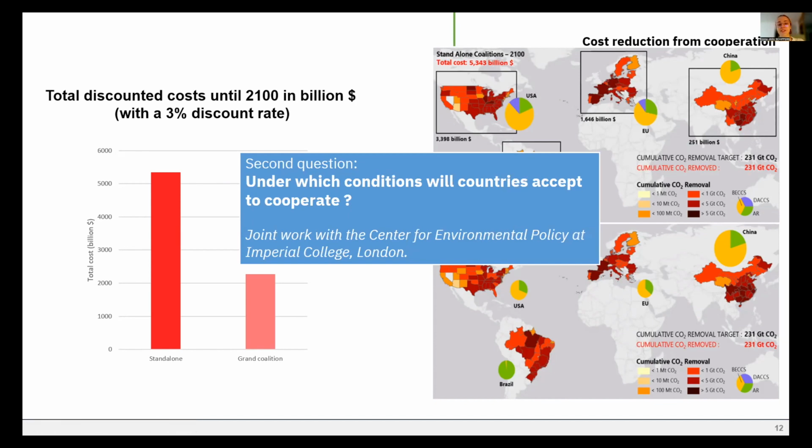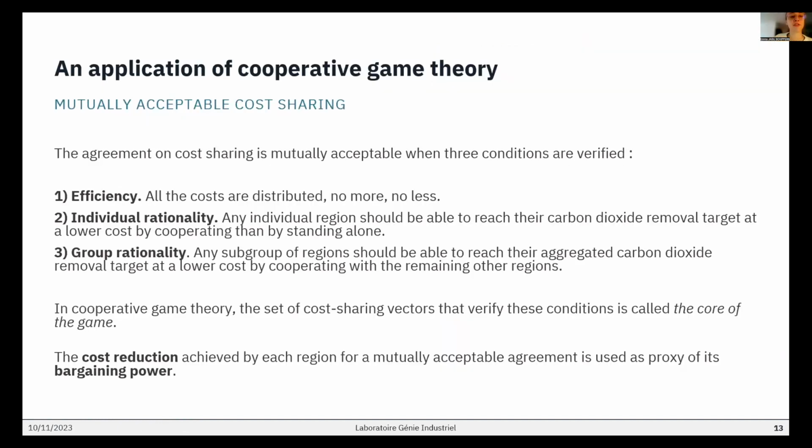So the second question here is, under which conditions will these 4 regions accept to cooperate? To look into this question, we use concepts from cooperative game theory. We verified 3 conditions to ensure that these 4 regions can find a way to share the cost of CDR in a mutually acceptable manner. The first condition is efficiency. All the costs have to be distributed, no more, no less.